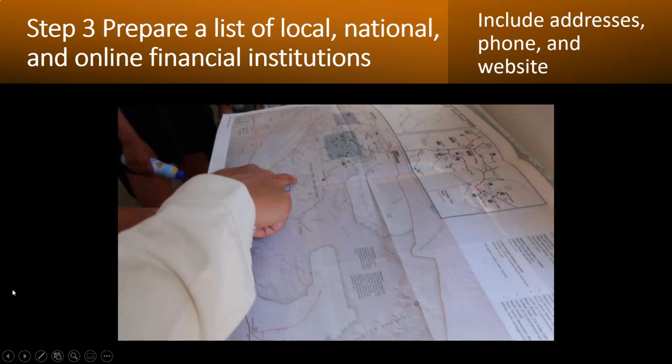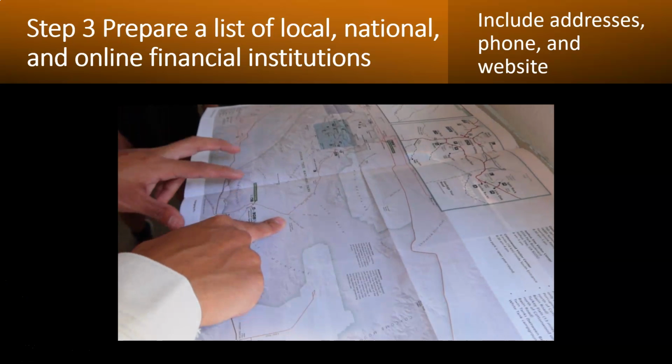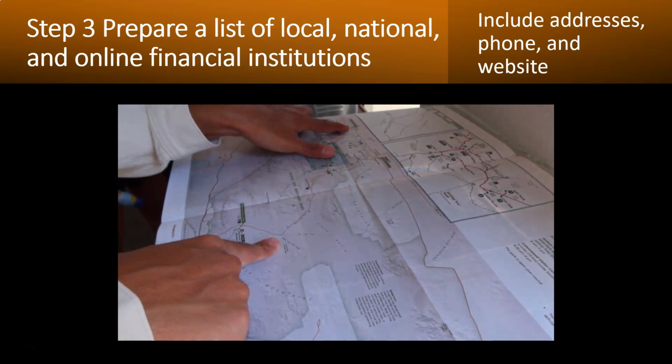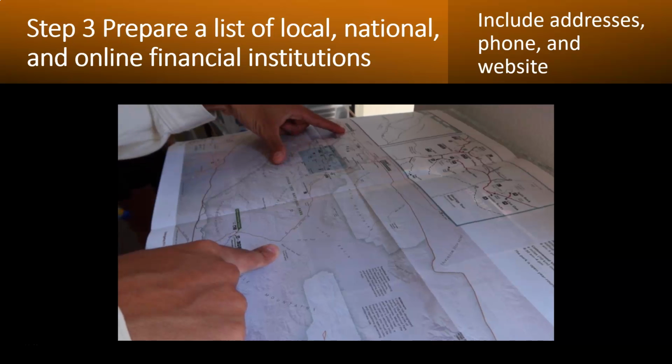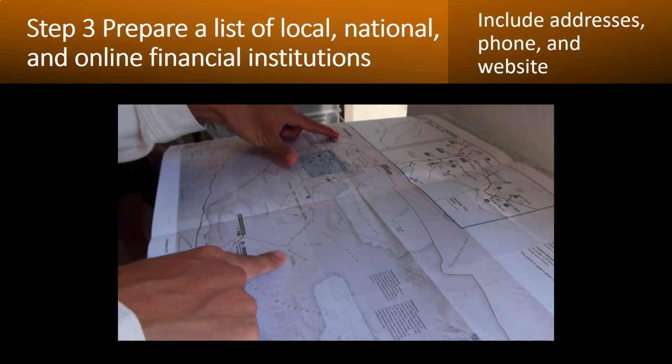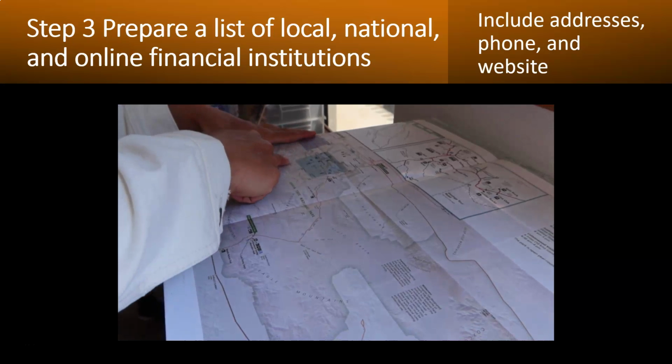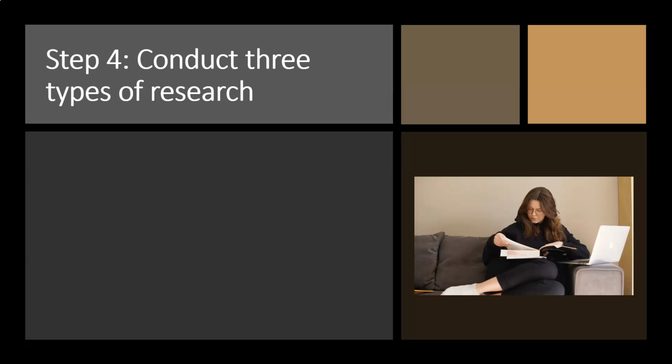So then we've got step 3, which is to prepare a list of local, national, and online financial institutions, where you can include the addresses, the phone, and the website. So you can look this information up and list down the contact information related to them to help narrow down your decision.